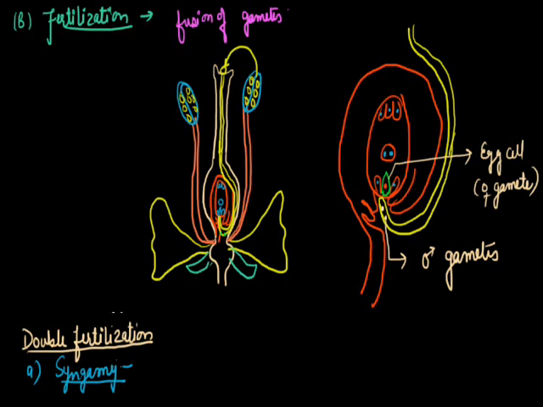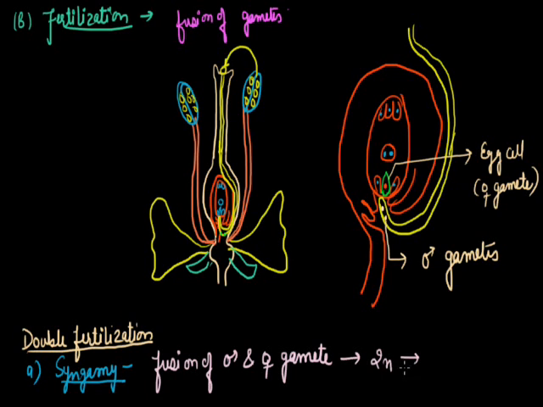It's the fusion of one male gamete with the female gamete. By this fusion, it's a true fertilization. By this fusion, a 2N kind of cell will be obtained, and that will give rise to the embryo, the plant embryo. That is what? Seed. So seed is developed by syngamy.